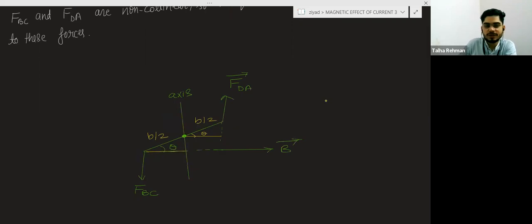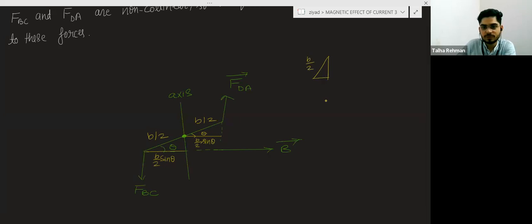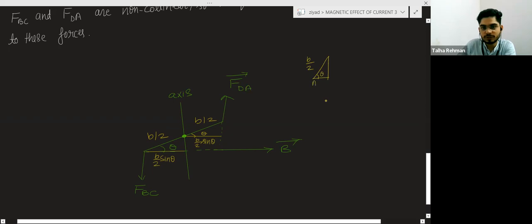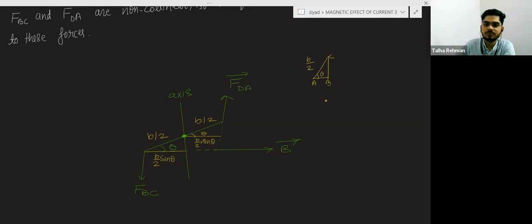From the trigonometry, you will get this distance b by 2 sine theta. How will you get this? This distance you have is b by 2. This angle is theta, and you want this distance AB. Suppose this is the triangle ABC.